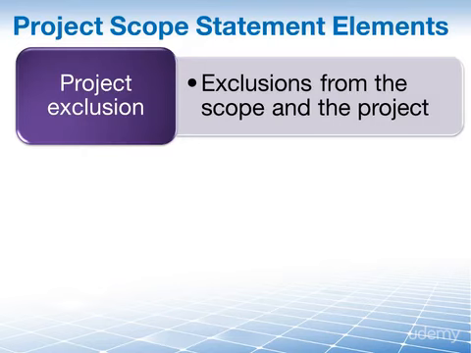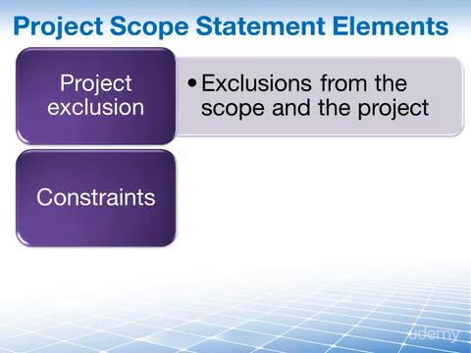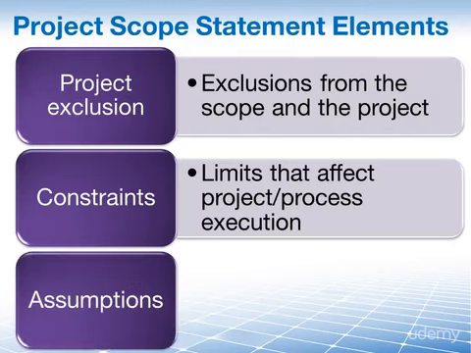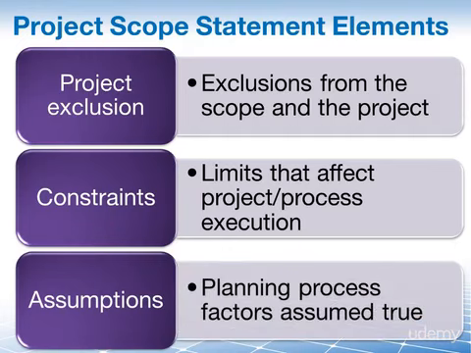Well, and then we're getting to the constraints. Those are limiting factors or restrictions that affect project or process execution. And since we have the constraints, we also have assumptions as an element of our project scope statement. Assumptions are planning process factors that are simply assumed to be real or true without proof.